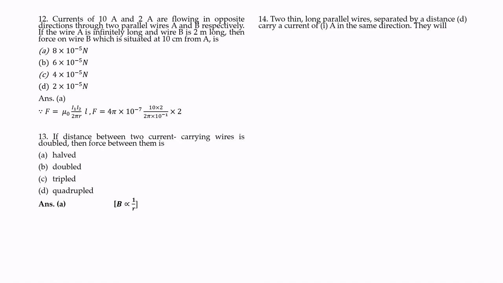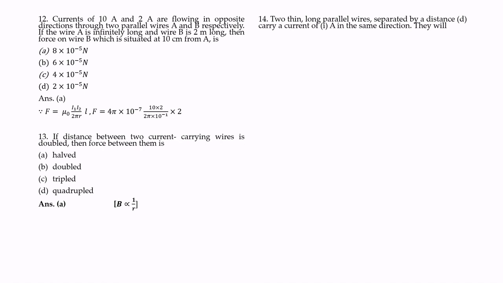Question number 13. If the distance between two current carrying wires is doubled, then the force between them is halved, doubled, tripled, or quadrupled? The correct answer is halved, because B is inversely proportional to R. That is, B is proportional to 1 over R.